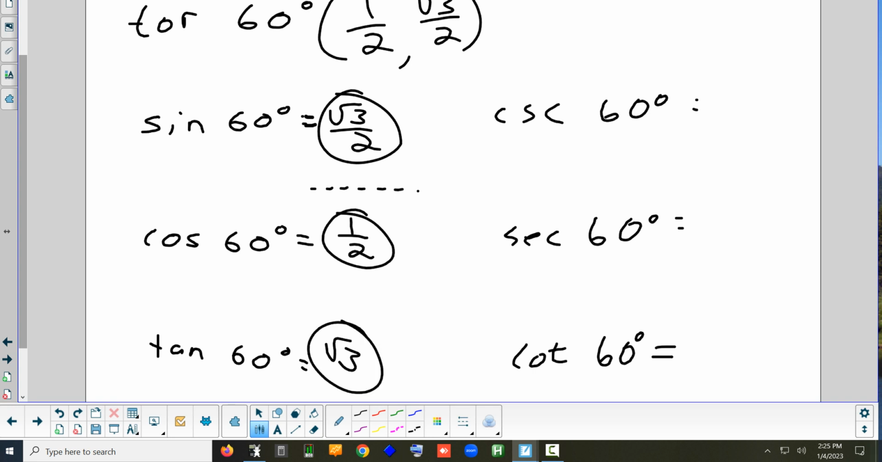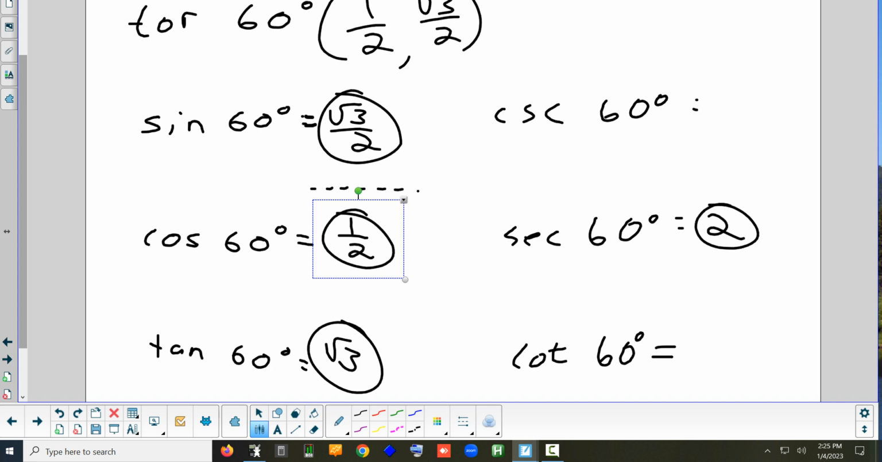Okay, so there's my 3 on the left. And Jenna, what am I going to do with all of these to get the 3 on the right? Flip them. Let's do the secant just because that's an easy one. What's going to be the secant of 60? 2. You just flip that. No root to worry about there.